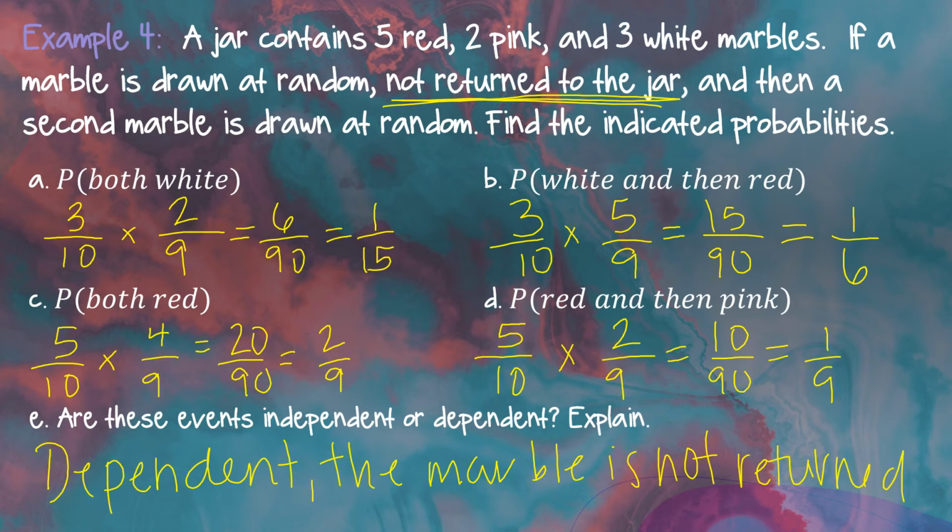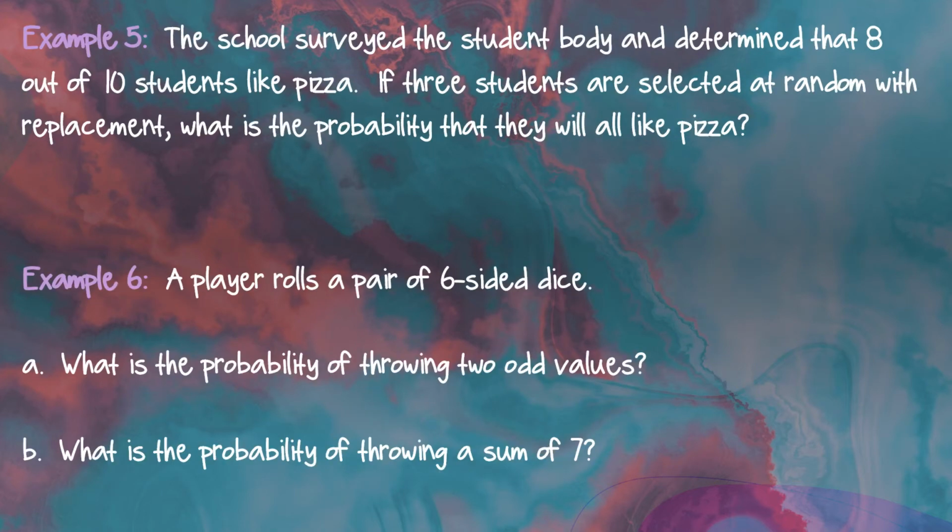Okay, so your key for dependent is when something is not returned to the jar, when your number of outcomes is going to be impacted by whatever happened first.